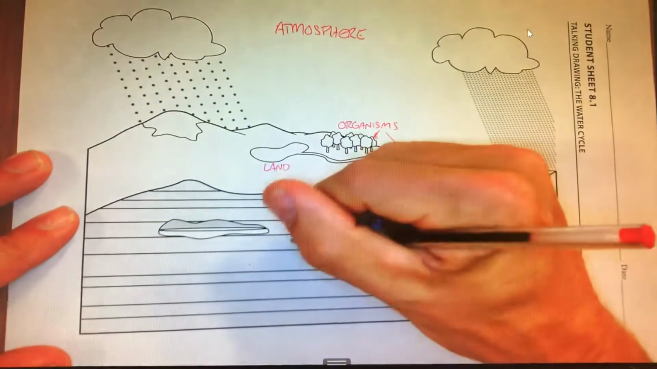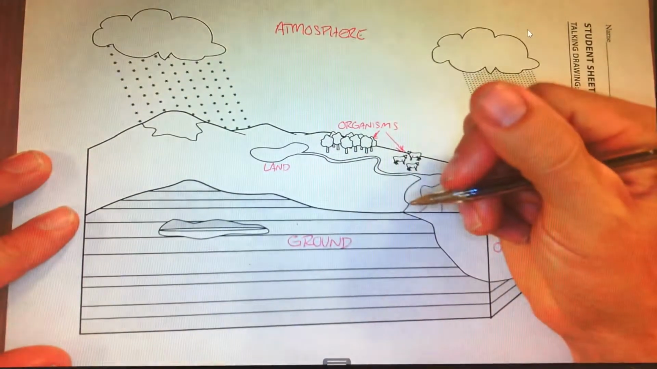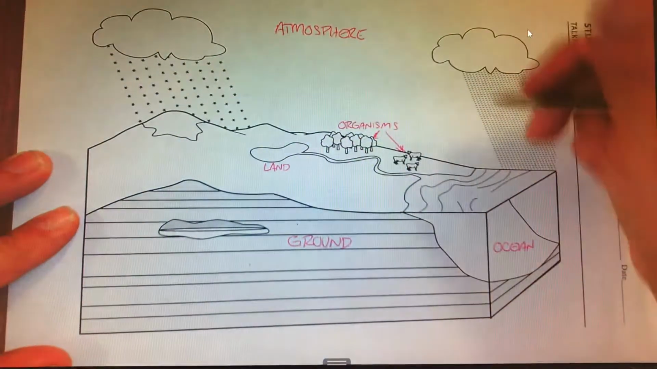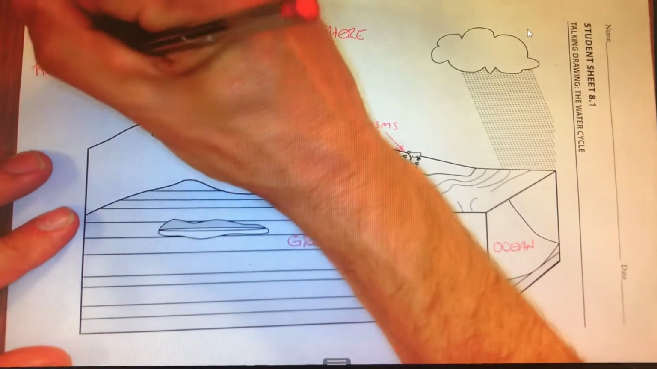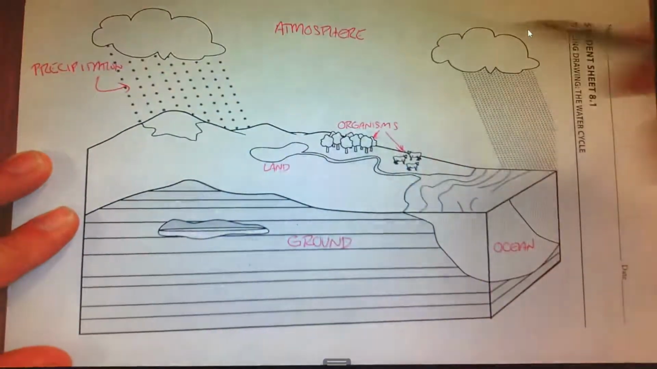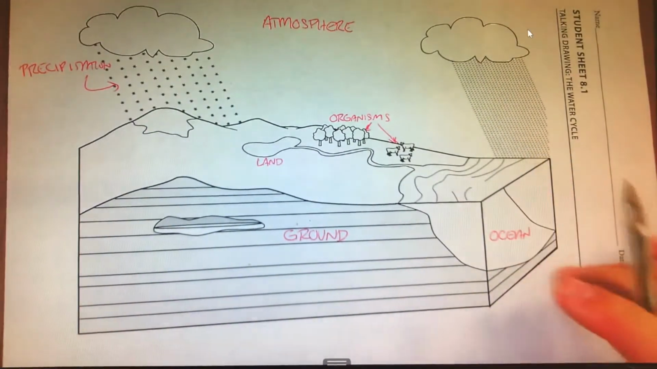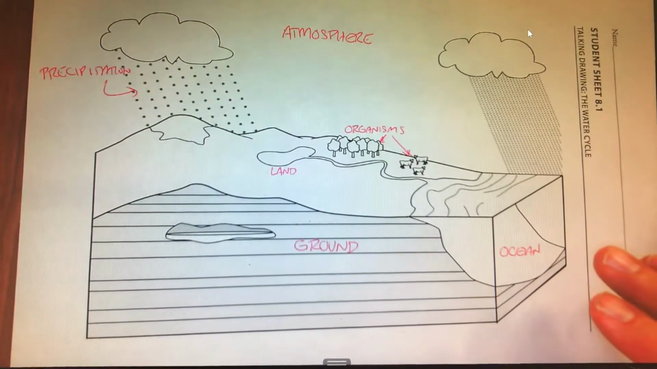There's water in the ground, right? That's an easy one to write. So these are just the idea of where you're going to find water. You can also find water in precipitation. So if you have 6 places on your drawing where water can be found, then give yourself that point. Way to go.